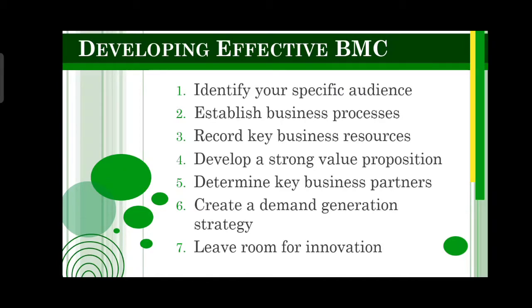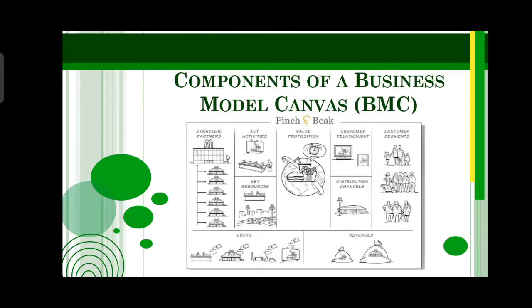So di na nato pagdugayon pa, ato na i-dissect ang components of a business model canvas. Ingon ani ang business model canvas, it has 9 components: strategic partners, key activities, key resources, value proposition, customer relationship, distribution channels, customer segments, revenues, and costs. These blocks of the business model canvas, gihimo na ni siya ni Osterwalder.